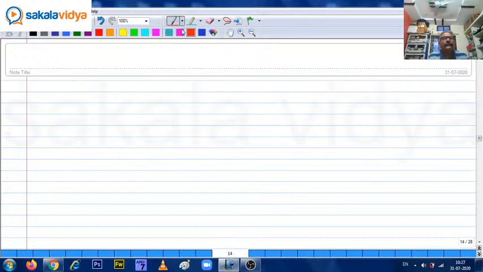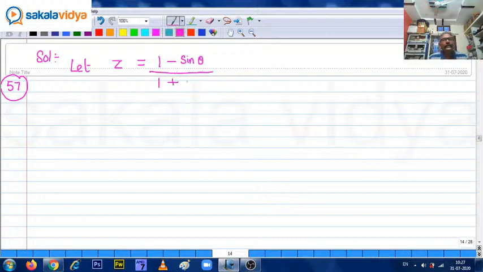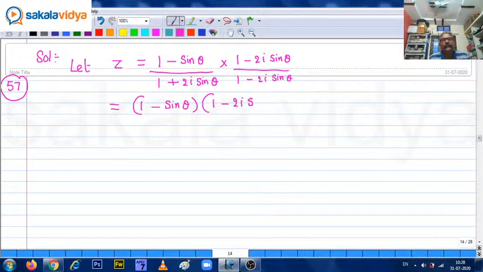57 solution. Let z equal 1 minus sin theta upon 1 plus 2i sin theta. We need to express this in the form a plus ib. That means multiply both numerator and denominator with 1 minus 2i sin theta. The denominator becomes z into z bar, which is mod z square: 1 square is 1, and 2 sin theta whole square is 4 sin square theta.